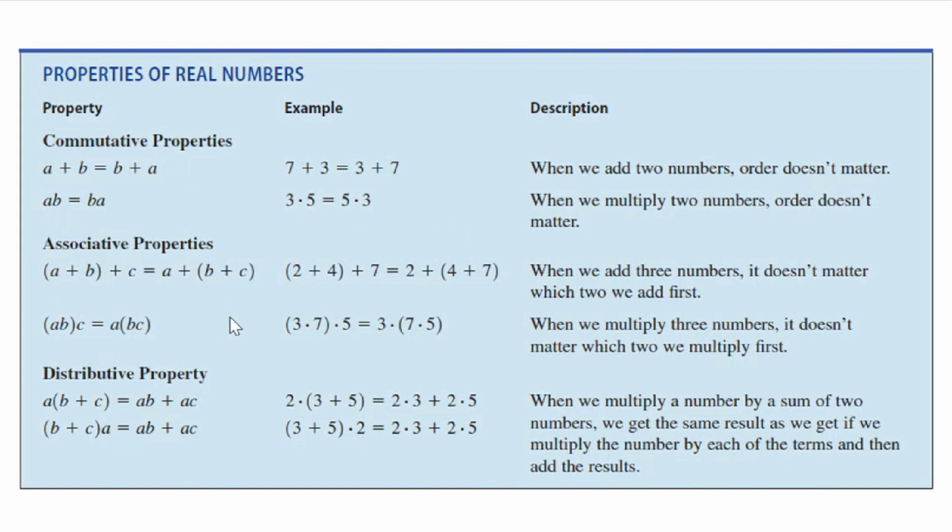Just look at the example here. The second property is what we call the associative property. I have here the quantity A plus B plus C is equal to A plus the quantity B plus C. It says here that for the associative property, the grouping will not affect the sum for addition, and the grouping will also not affect the product.